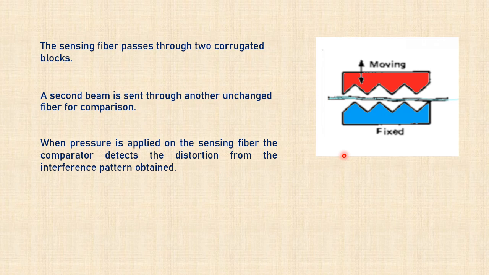So when the pressure is applied on the sensing fiber, the comparator detects the distortion from the interference pattern obtained. So this is how a fiber optics pressure sensor works, and with this I end my lecture 2 on sensors. In lecture 2 we learned how a strain sensor or pressure sensor works, the various principles on which these two sensors work. Thank you.